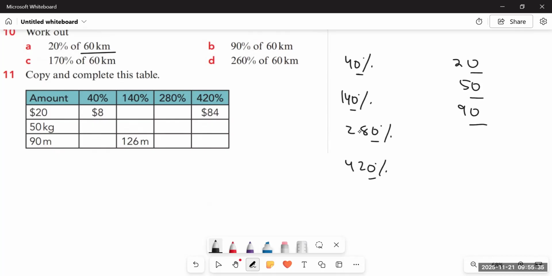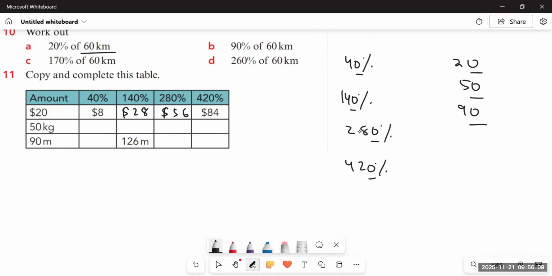That's it. So 40% of 20 is 4 times 2, that's 8. 140% of 20 is 14 multiplied by 2, and that's 28, right? So here comes $28. In the next one, we have 280% of 20. So 28 multiplied by 2 is equal to 56. Here comes $56. And they have already calculated 420% of 20. That is 42 multiplied by 2, which is $84.